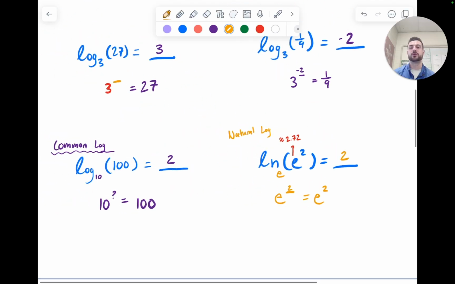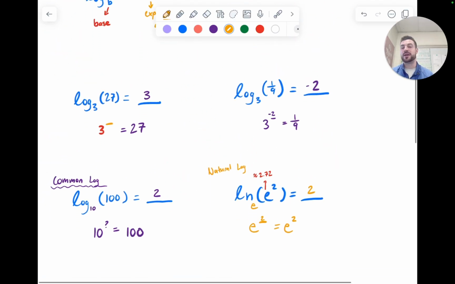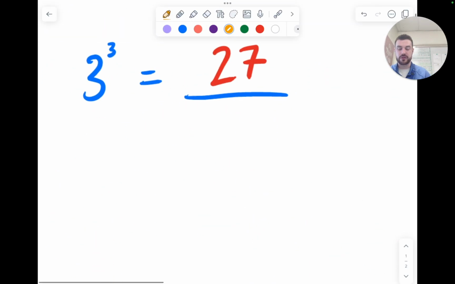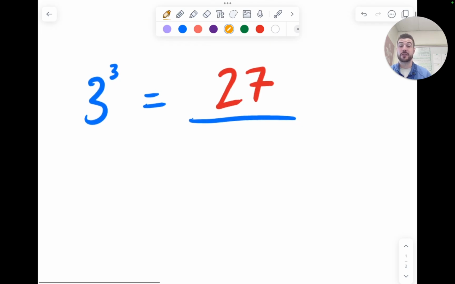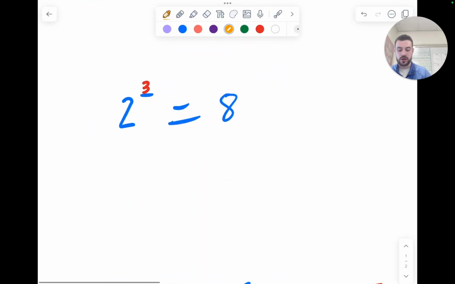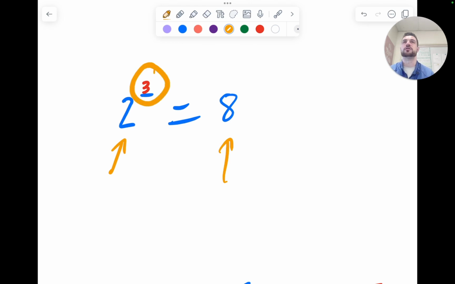So let's summarize real quick. Logs are, in fact, the inverse of exponentials. They're the opposites. We're just looking for different pieces. Instead of knowing the base and then the exponent and finding the answer, we know the base and the answer, and we are finding the exponent.